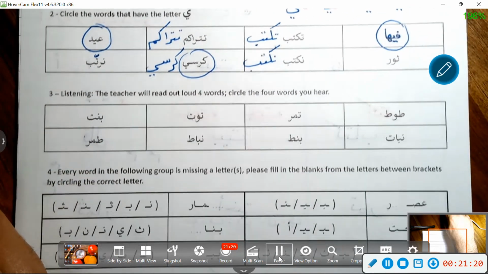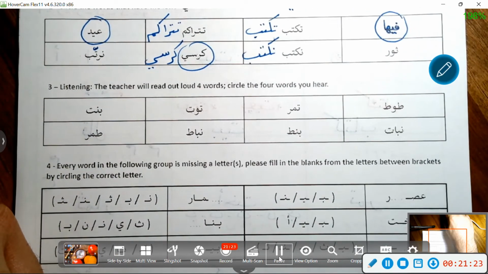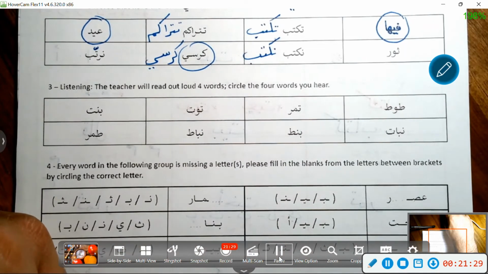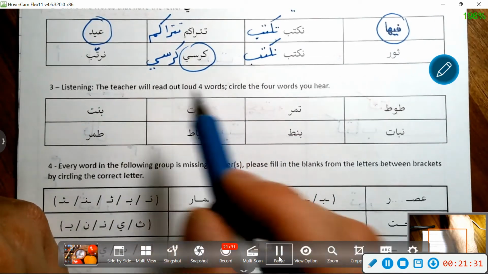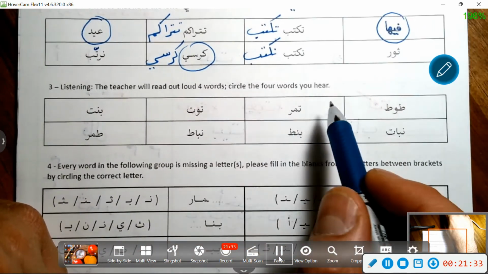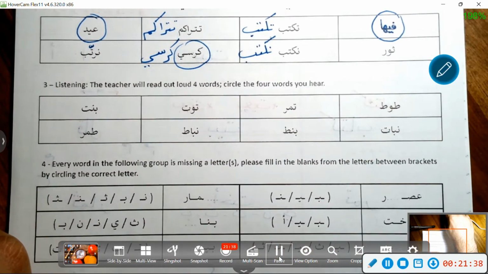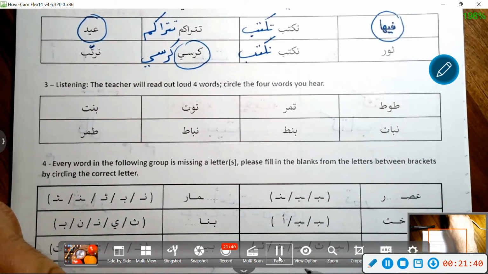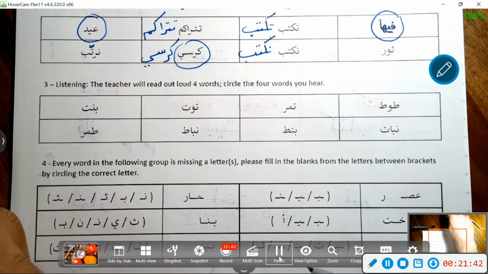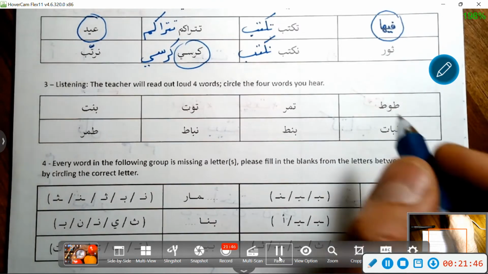Now, question number 3, it's a listening question. And the teacher will read out loud 4 words. Circle the 4 words you hear. And in the class, I actually read 4 words. And this exercise is to see, can you differentiate or distinguish between the ta sound and ta sound?